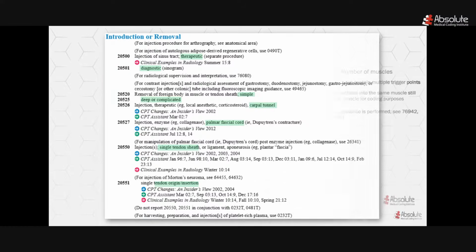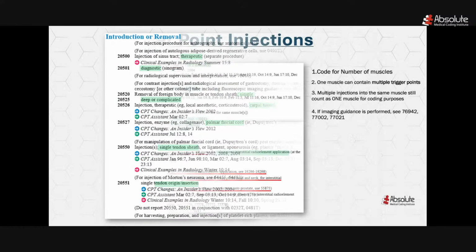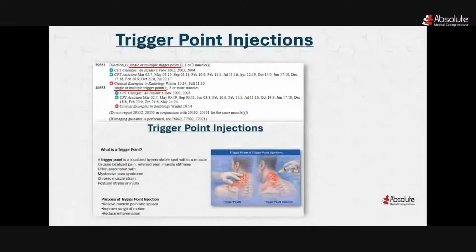Now, next, we are moving on to another important code series. It's about the trigger point injections. And before that, let me explain what a trigger point is. A trigger point is a small, localized, hyperirritable spot within a muscle. In simple terms, this is a tight knot in the muscle that hurts when you press on it.